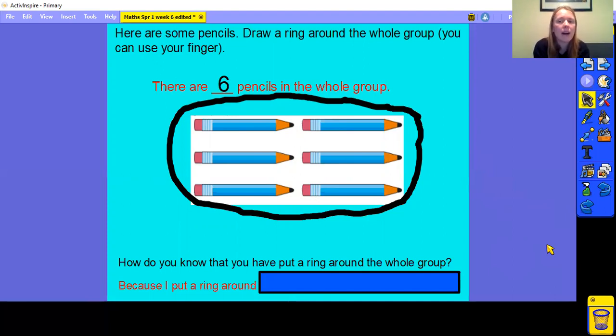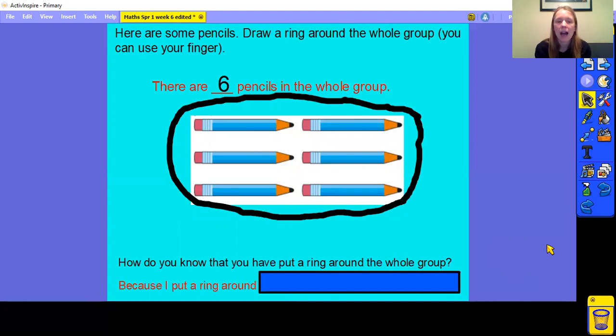Now, I want you to have a little think. How do you know that you have put a ring around the whole group? Use the red sentence at the bottom of the screen to help you to explain that to your grown-up. Pause the video while you do that, then come back and we'll do it together.